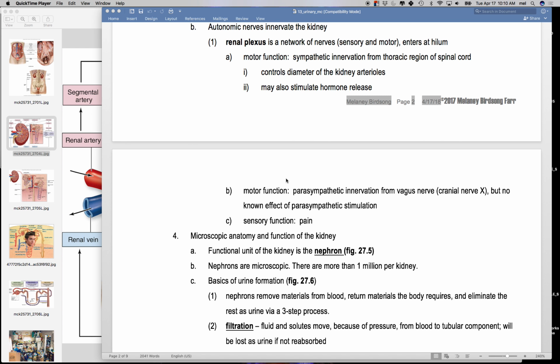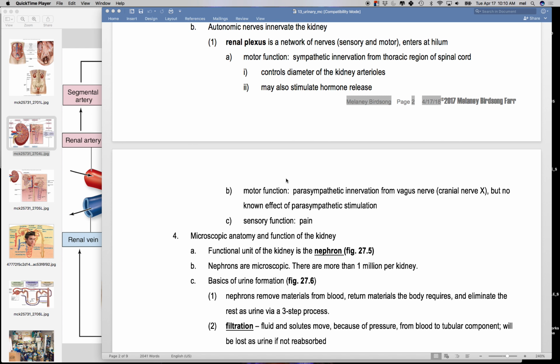Does the kidney have innervation, sensory and motor? Well, you know your kidneys can hurt, right, if you've ever had a kidney infection. So it does have visceral sensory innervation. It also has motor innervation. The motor is autonomic motor innervation.